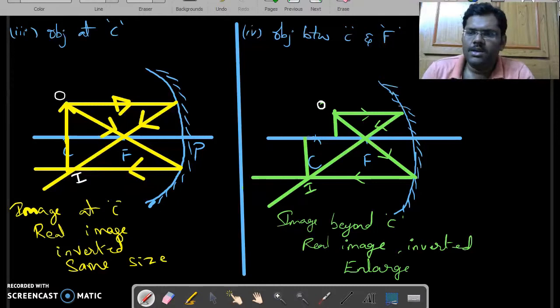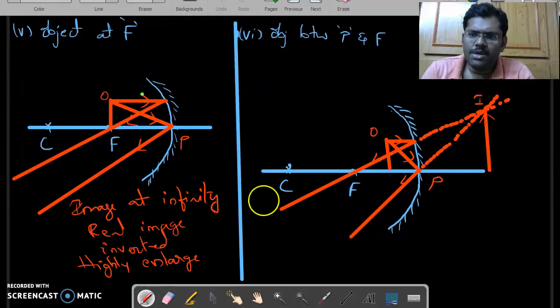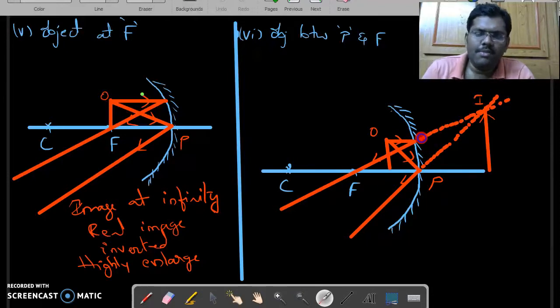And next, the last case. When the object is at F, we get an image at infinity, real, inverted, highly enlarged. When the object is between P and F, that is between the pole and focus, these two rays will never intersect. These reflected rays are extended, and those extended reflected rays intersect. As a result, we get a virtual image over here.